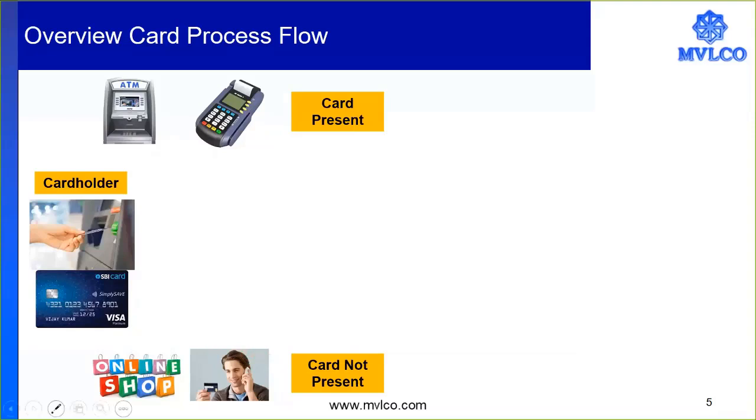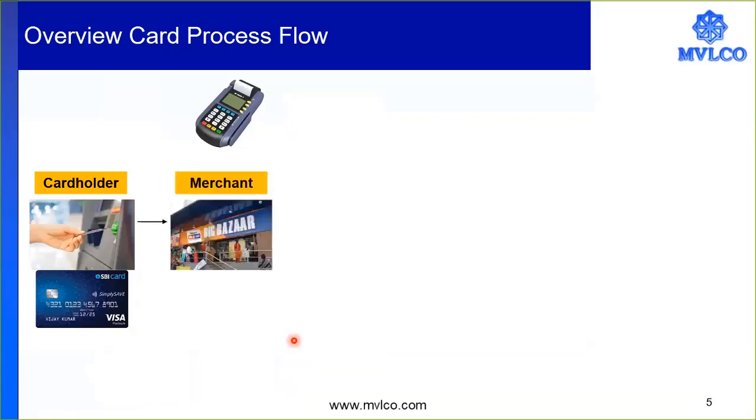Now the bottom 2, that is online shop and mail order, telephone order, which I am going to refer to as MOTO, M-O-T-O, we would classify as card not present transactions. The flow is more or less going to be the same for card present and card not present transactions. So let's continue with a card present transaction. Let's continue with the process of the POS machine. The card holder goes to a merchant like Big Bazaar. He swipes his card.